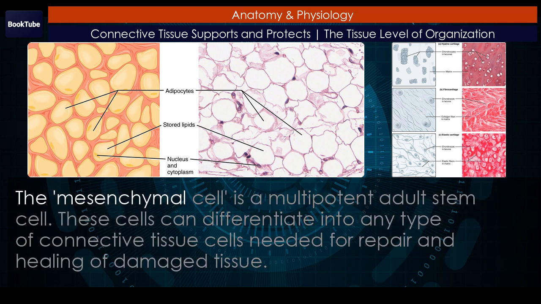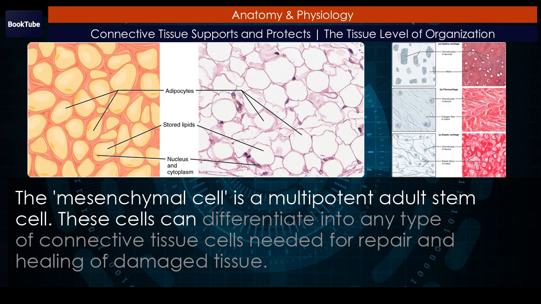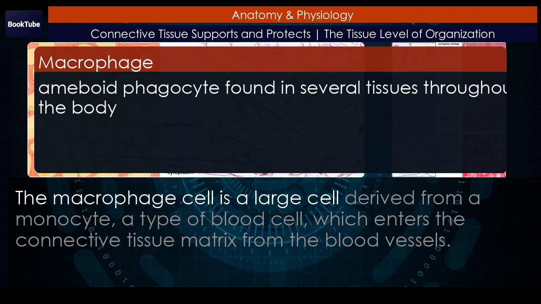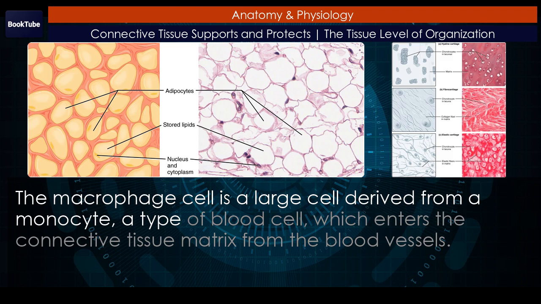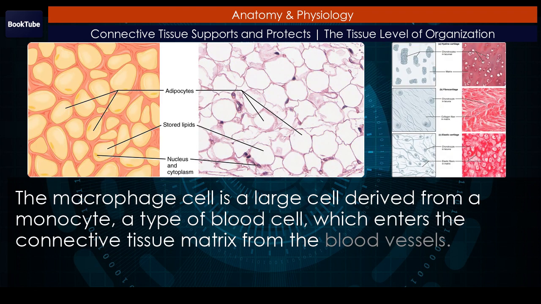The mesenchymal cell is a multipotent adult stem cell. These cells can differentiate into any type of connective tissue cells needed for repair and healing of damaged tissue. The macrophage cell is a large cell derived from a monocyte, a type of blood cell, which enters the connective tissue matrix from the blood vessels.